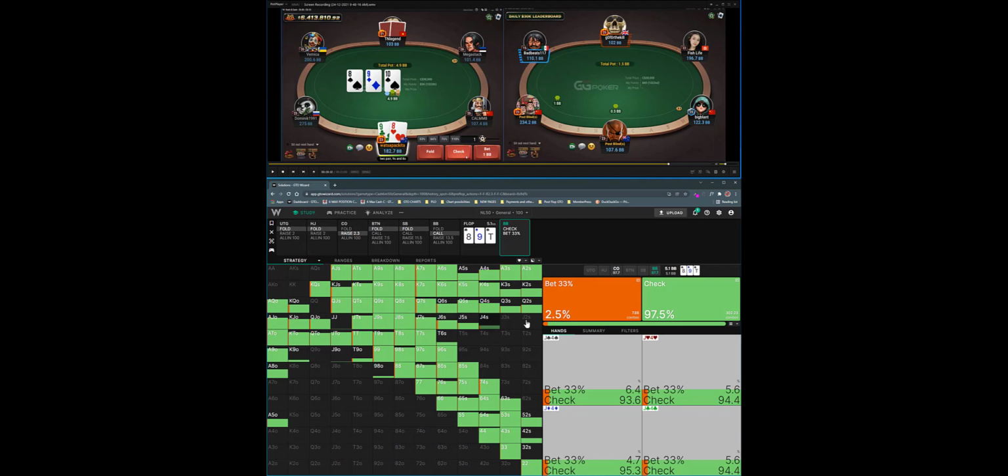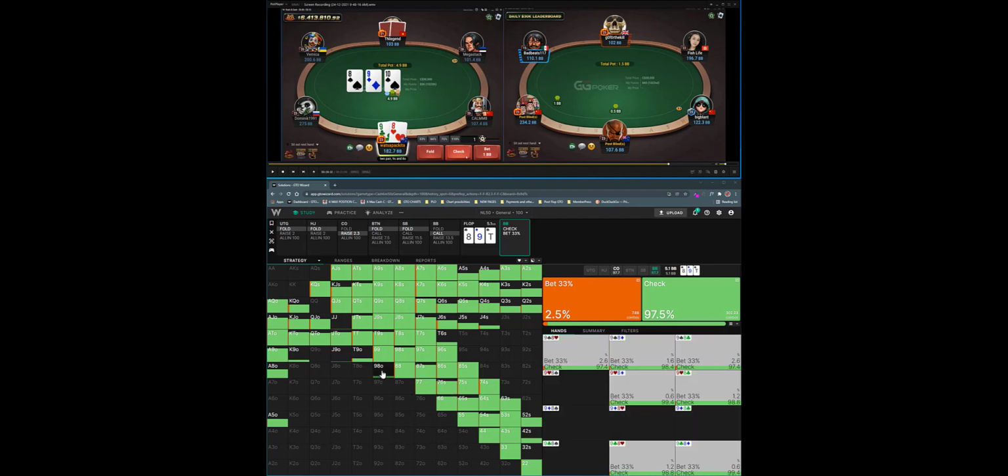Okay, now, according to the wizard, what I should do, with most of my holdings, or the majority of the time, is check, which makes sense. That's pretty much GTO play in a nutshell. Out of position, check most of your hands.